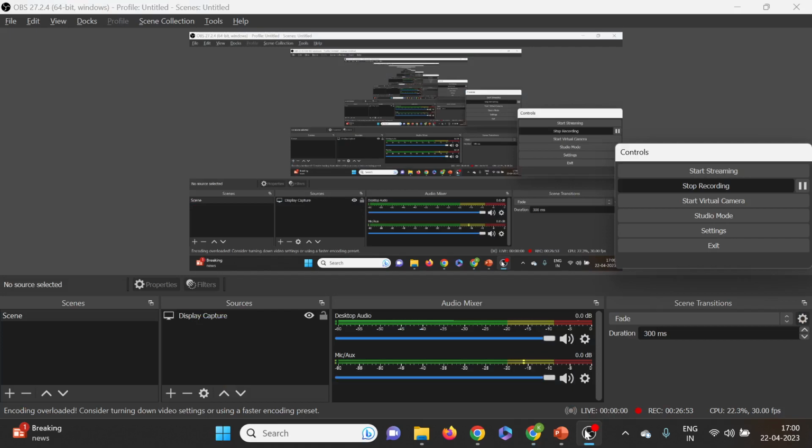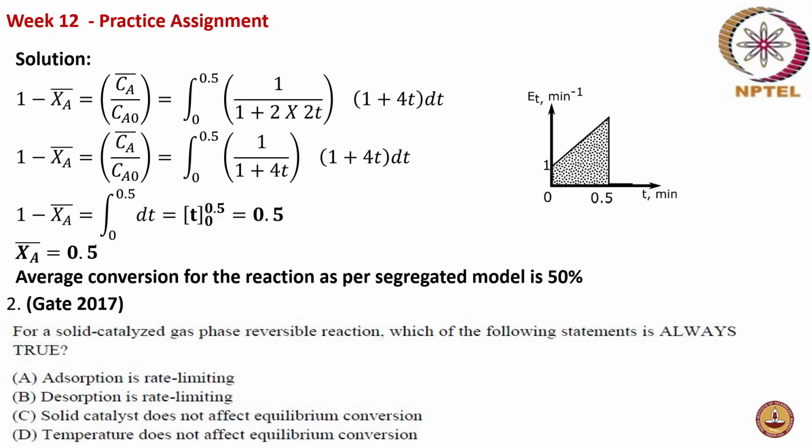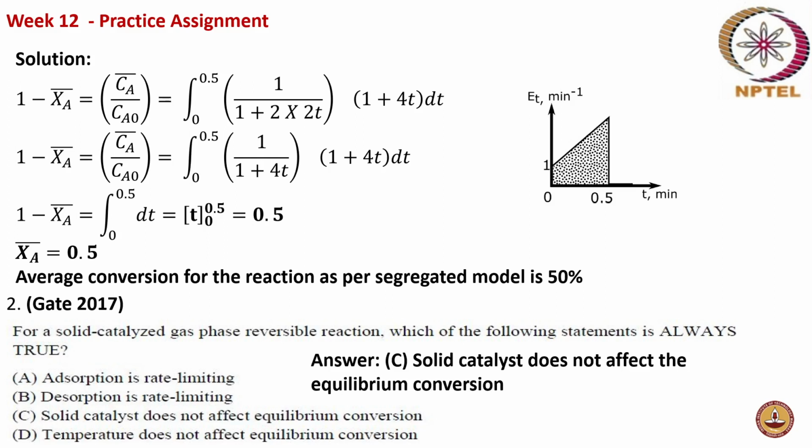So let's see which of the following is true. So can adsorption rate limiting be always true for a solid catalyzed gas phase reaction, reversible reaction? No. Similarly, desorption can also not be always true because the reaction can be either adsorption limiting or desorption limiting. Similarly, temperature definitely affects the conversion. Right? So what is the only statement that is true is that the solid catalyst does not affect the equilibrium conversion. So your equilibrium conversion is not affected by the presence of catalyst. Right? It only changes the kinetics, not the equilibrium conversion. Okay.